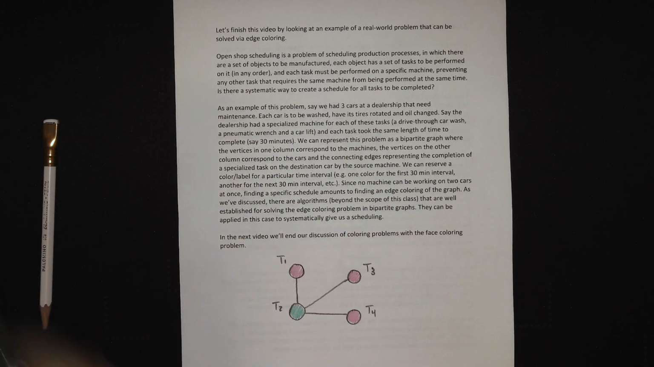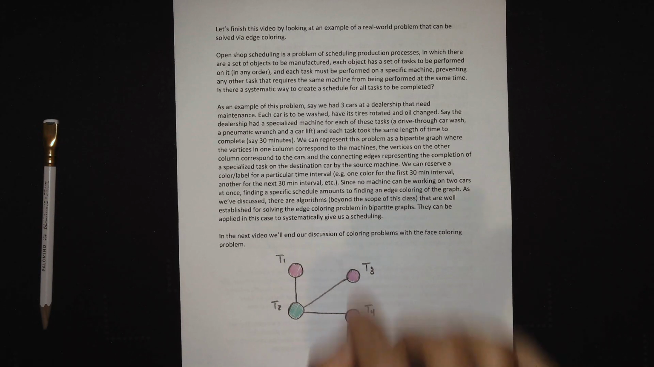So if we can color the vertices in this graph as part of a valid minimum vertex coloring, vertices of the same color can be worked on at the same time, right? So those groupings of colors correspond to groupings of tasks that can be worked on at the same time.